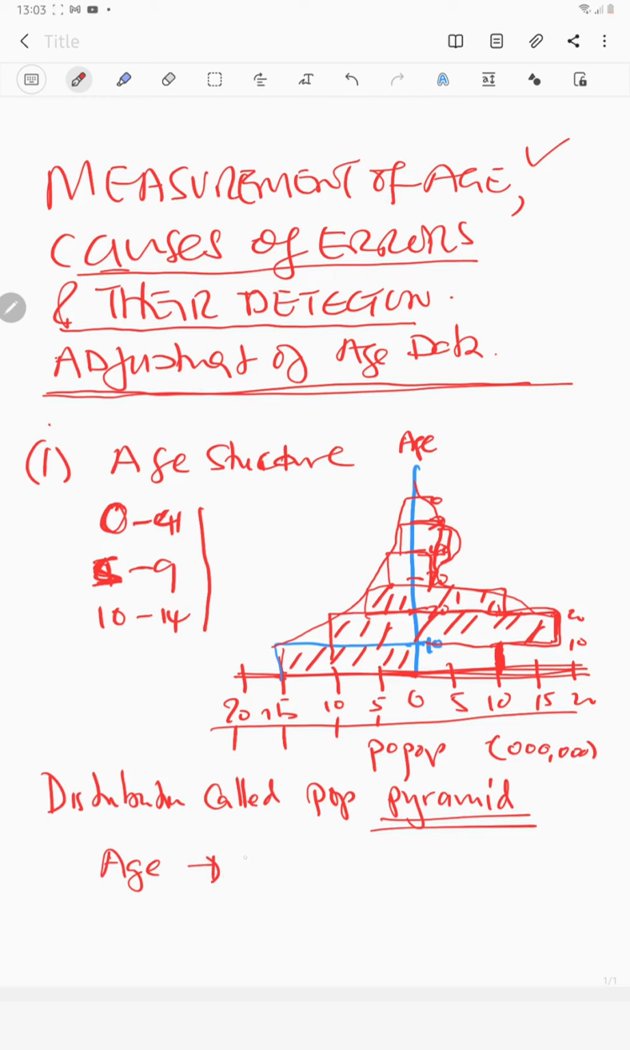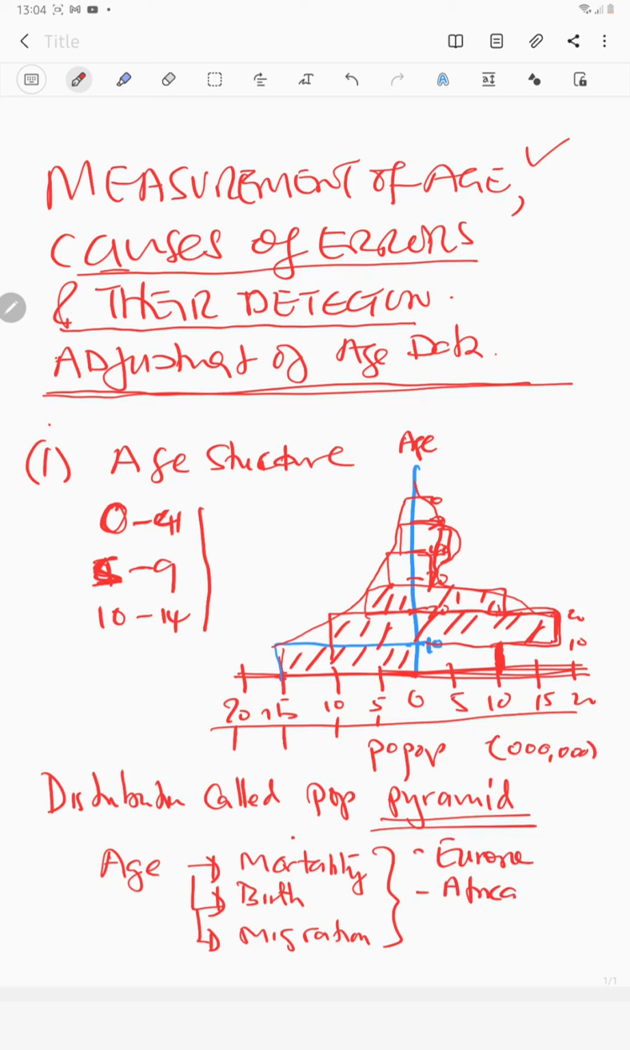And the stories that it tries to explain: it can explain how people are dying, which is mortality, and it can explain how people are being born, which is birth history, and at the same time it can explain how people are moving up and down, which is migration. Now, if you look at different countries, they normally have a different population pyramid. For example, we can have a population pyramid for Europe, which can be different from a population pyramid for Africa, and even a population pyramid for Asia.